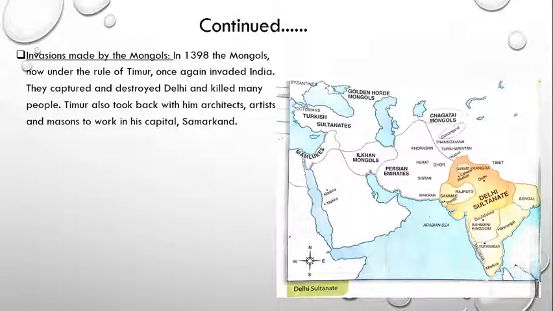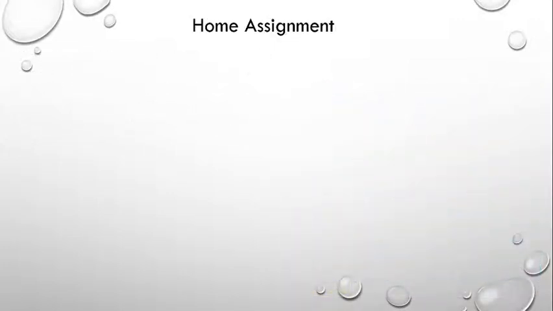That was all about our today's topic, and it was also the last topic of our chapter. Till now, we studied about different dynasties that ruled Delhi Sultanate, and it ended with Timur's dynasty. Now it's time for home assignment. You have to find the answers of the following questions.